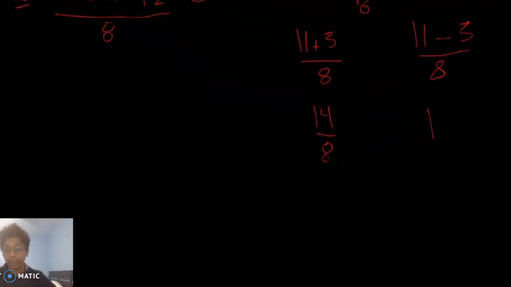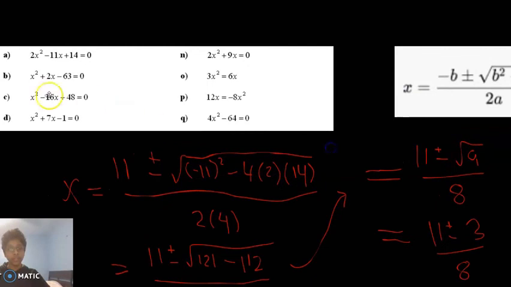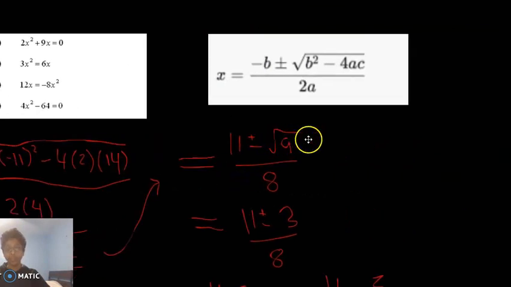So therefore our answers are x equals 14 over 8 and 1. So we have just solved 2x squared minus 11x plus 14 equals 0 using the quadratic formula.